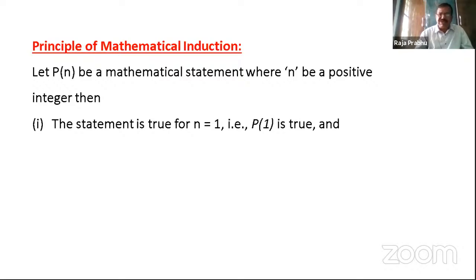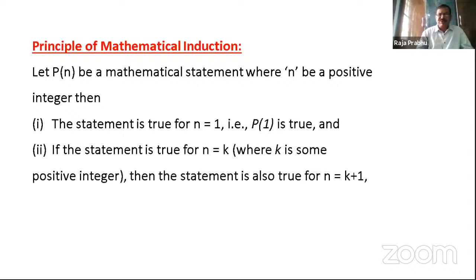What is P of 1? We consider that P of n is the given mathematical statement. There will be a variable n in that. So substituting 1 in the place of n and verifying whether it is true or not. If it is true for n is equal to 1, then the first step itself is finished.